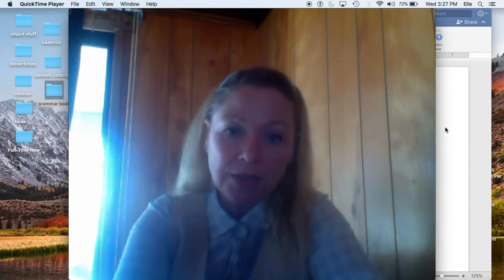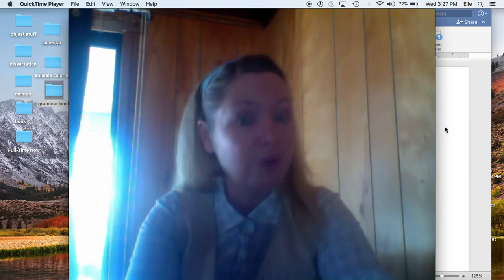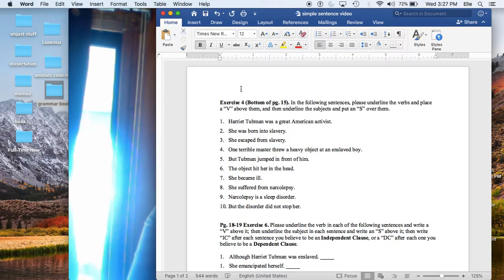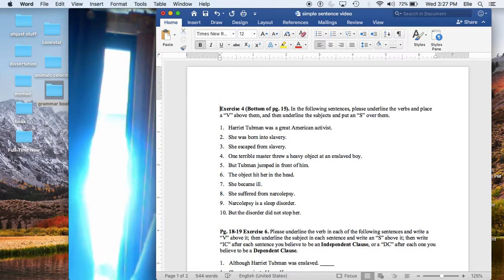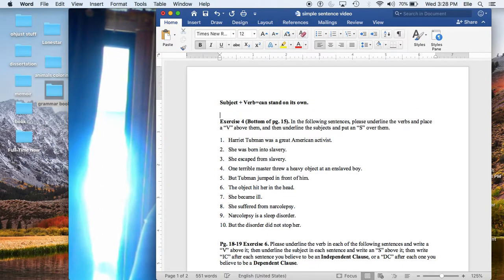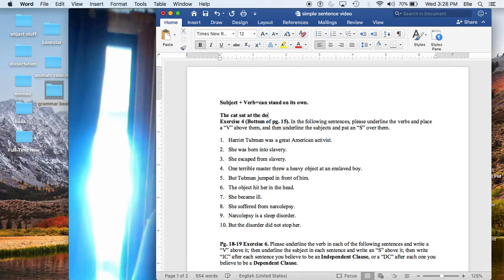Okay, so it's important to understand nouns, because a simple sentence is comprised of a subject and a verb, and a subject is always a noun. Okay, so let's look at this really quickly. So what we have here is a subject plus a verb, right? And the key, the third element, is that together the subject and the verb can stand on its own. So let's keep it really simple. We'll start with an article, which again is a part of speech, the, right? The cat sat at the door.